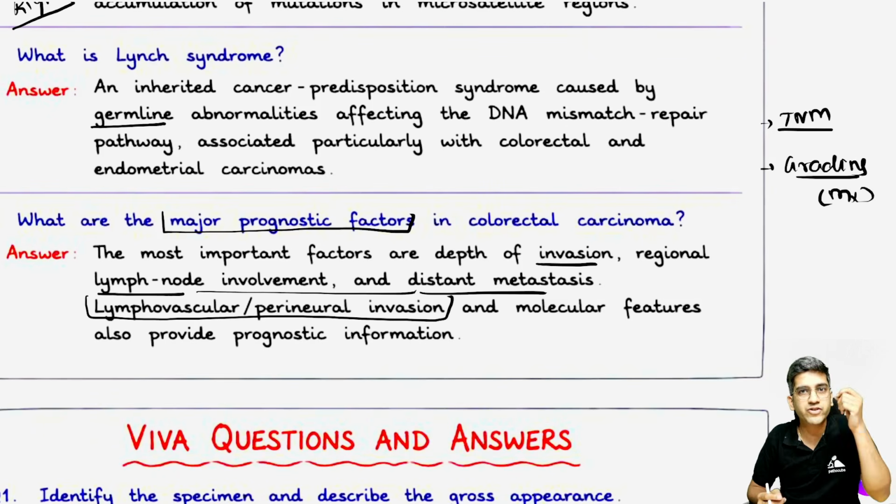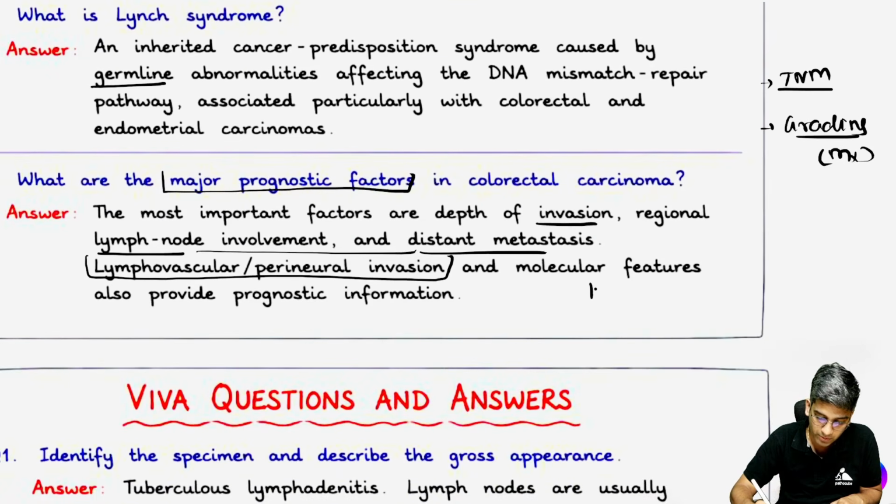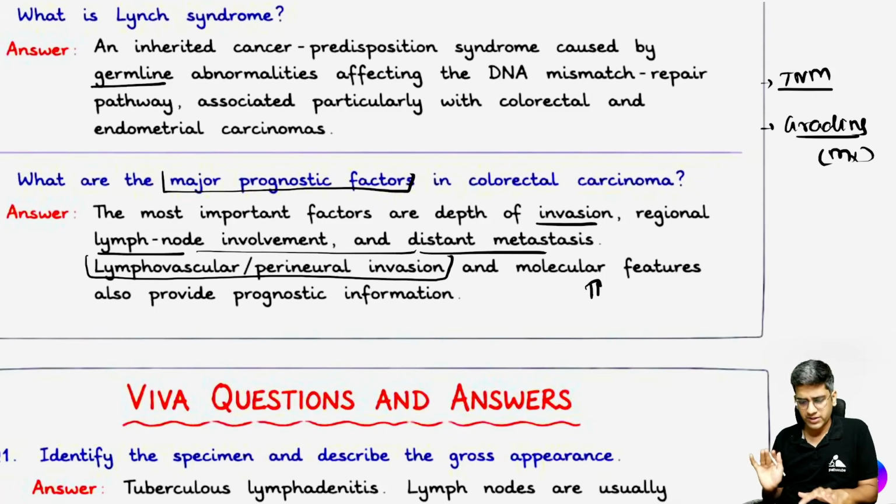Definitely. If it's going to go into the lymphovascular space, by default, I'm saying that it has gone into the lymph node. Maybe I have not identified it yet, that's all, right? So definitely lymphovascular invasion in the microscopy, perineal invasion is indicative of a higher grade of the tumor, higher staging of the tumor, right? Molecular features also provide good prognostic information, right?